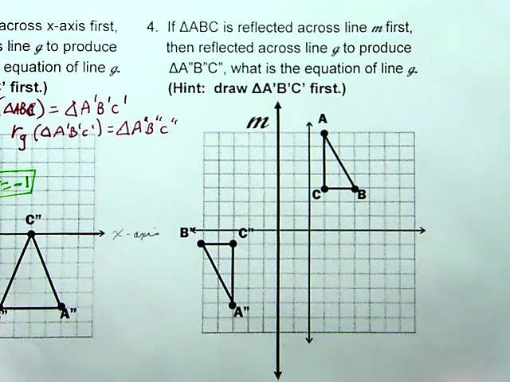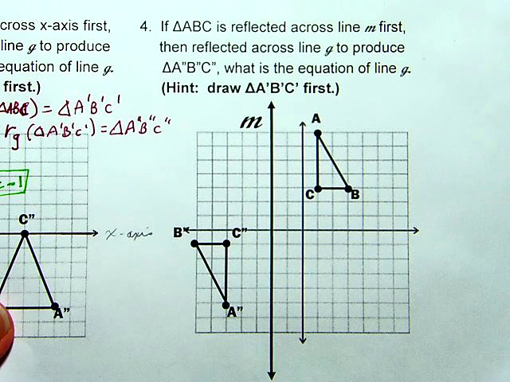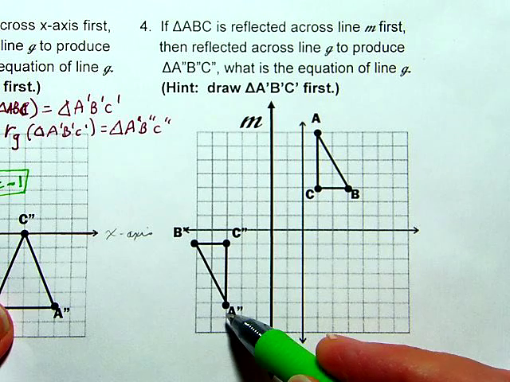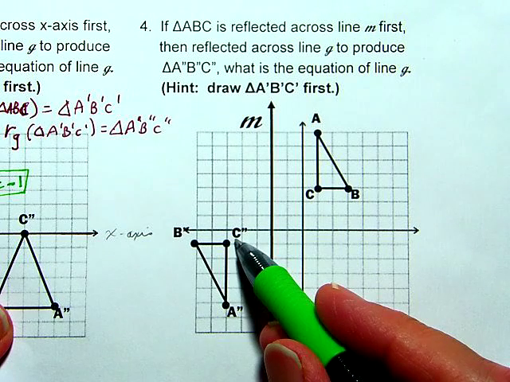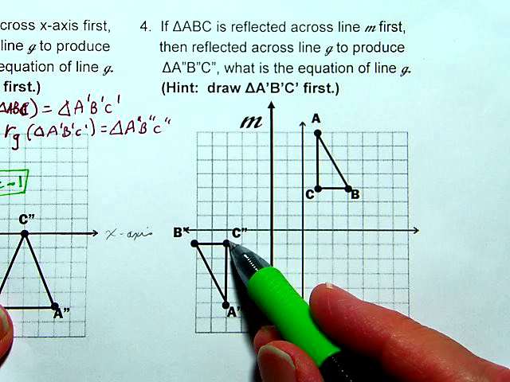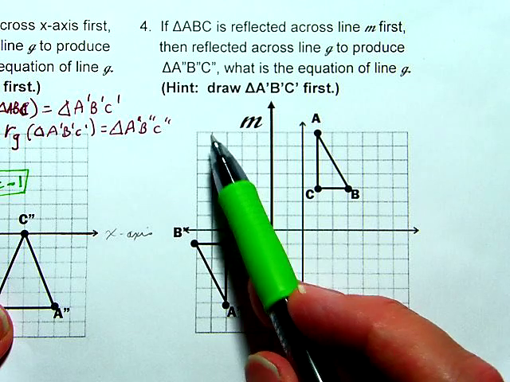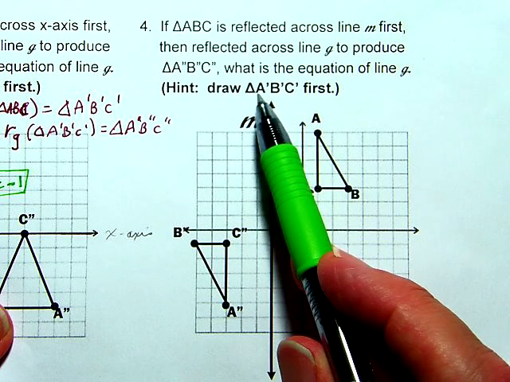And we have here, if triangle ABC is reflected across line M first, and then it's reflected across line G to produce triangle A double prime, B double prime, C double prime, what is the equation of line G? And again, the hint is to draw the first reflection first.